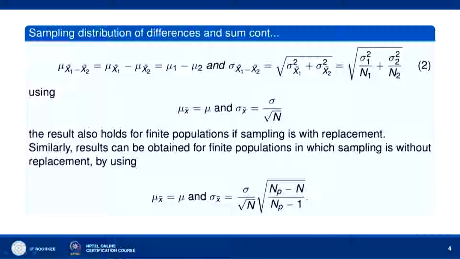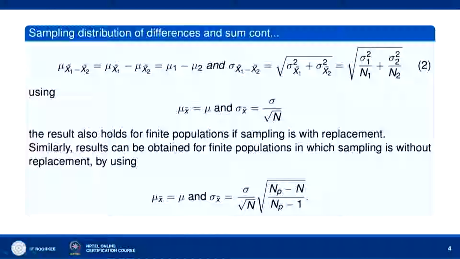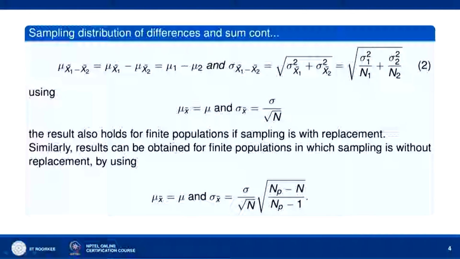Mu x bar is equal to mu and sigma x bar is equal to sigma by root n, as we know already. For the infinite population, sigma x bar is given by sigma by root n. The result also holds for finite populations if sampling is with replacement, because when there is sampling with replacement, we can theoretically consider it as an infinite population, because any number of samples can be drawn from the population without exhausting it. Similarly, some results can be obtained for finite populations in which sampling is without replacement. In that case, mu x bar is again mu and sigma x bar is sigma over root n into square root of Np minus n over Np minus 1.